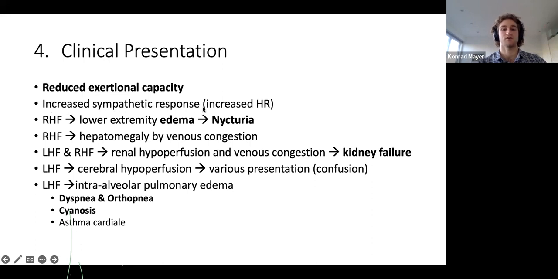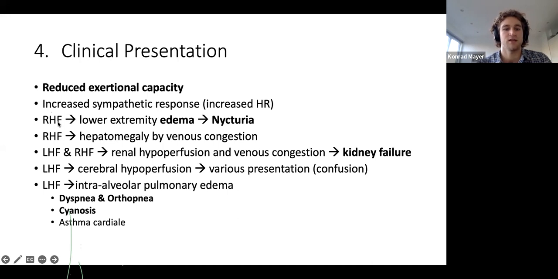And then their pulse will also be high. We talked about this earlier, how the increased heart rate is a mechanism of compensating for decreased cardiac output. So increased heart rate is a characteristic feature. Then I tried to classify the symptoms by what kind of heart failure they belong to, just for understanding purposes.